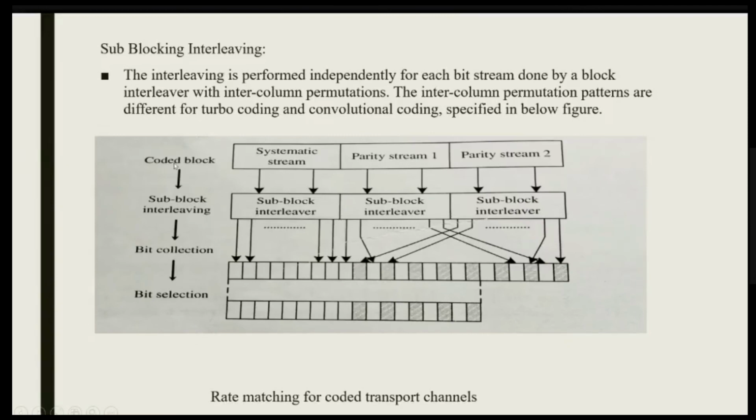Here, the diagram gives you the rate matching for coded transport channels. The coded blocks are taken, the systematic stream is added, then the parity streams, and the CRC bits are added. Then the sub-block interleaving process will take place, dividing the total block into sub-blocks. Then the bit collection process will be taken, then the bit selection process.